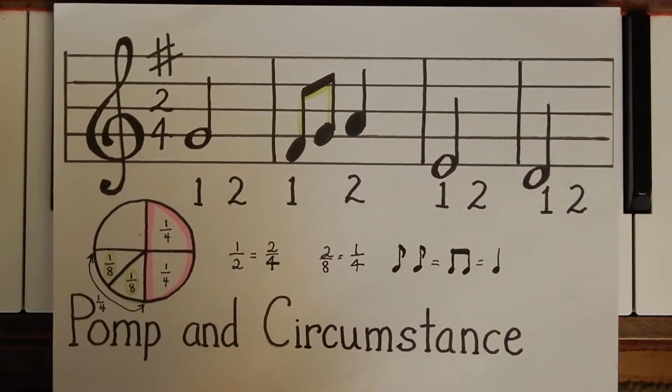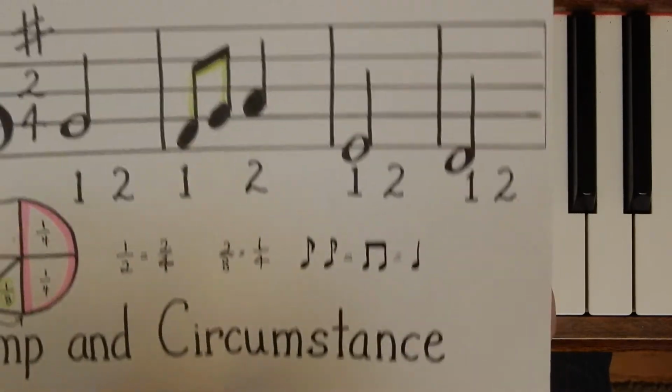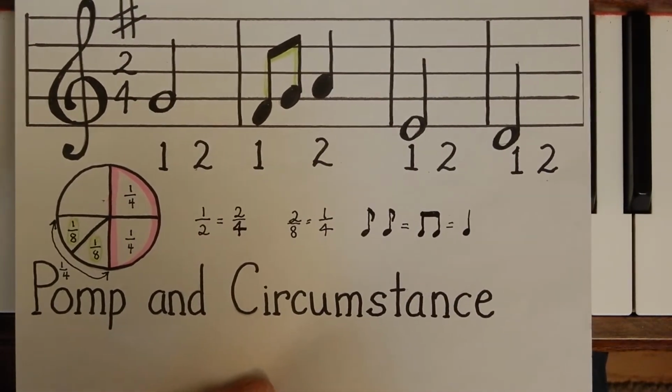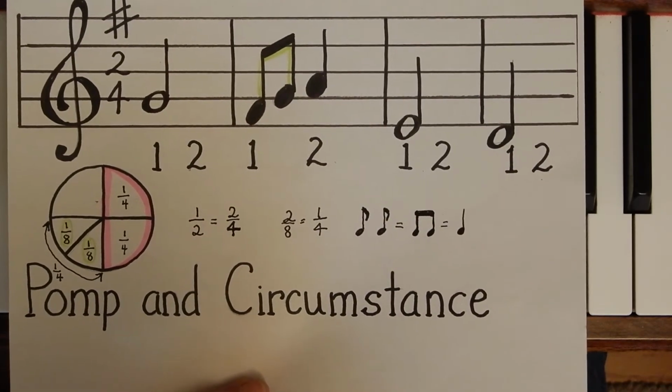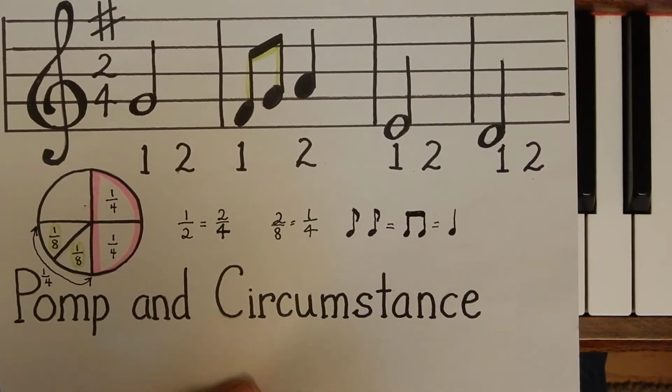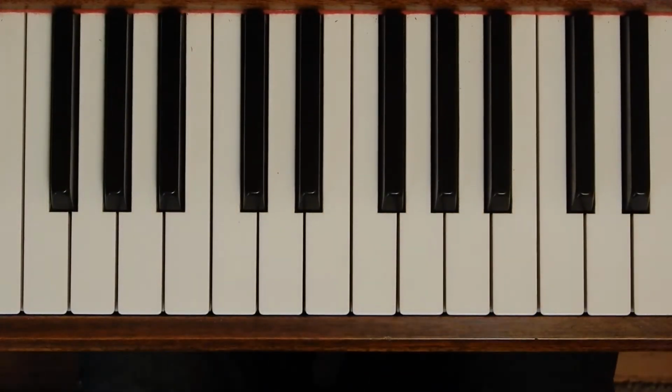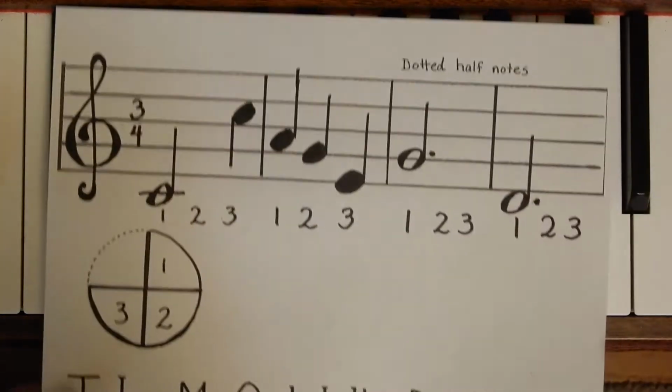So when I play this, I would like you to count, and what I tried to do was to find songs that you might recognize. So 1, 2, 1, 2, 1, 2, 1, 2. And that's how it works for 2 counts. Now let's say you have 3 counts.